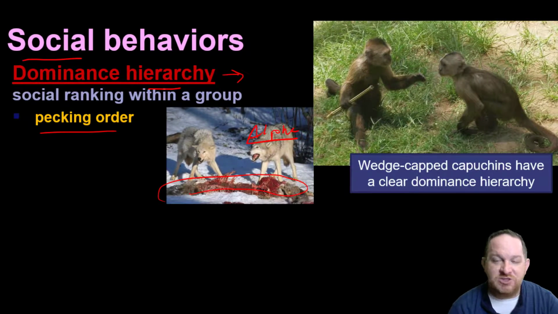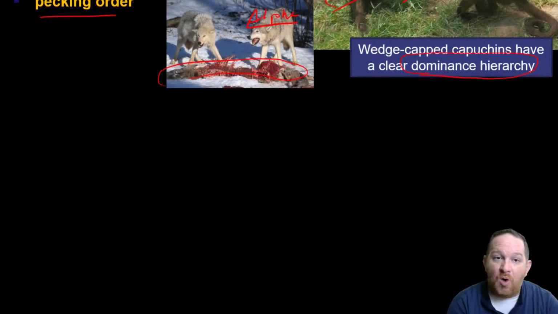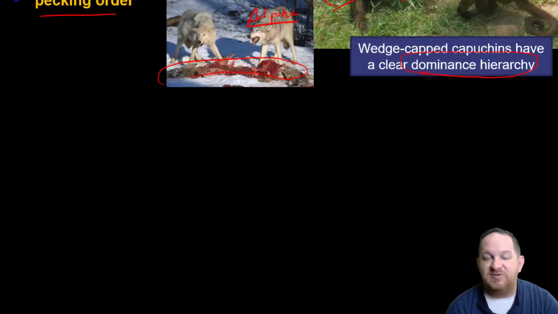The wedge-capped capuchins really, if you study those, you find that they have a clear dominance hierarchy within their group, within their family as well. You can kind of see it here, this picture. It's pretty clear who's in control here, right? This monkey's kind of laying out to the other one what's going on. Looks like it's even got a tool in its hand. So dominance within a tribe or within a pack is actually one social behavior that we see within several groups.